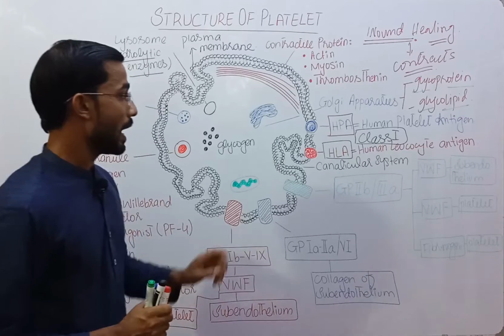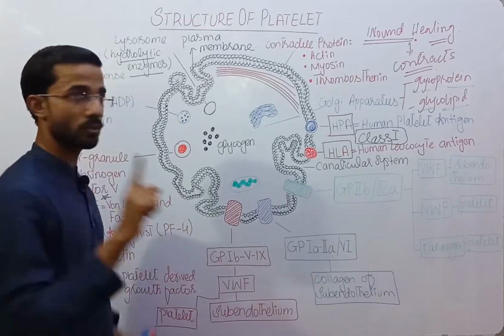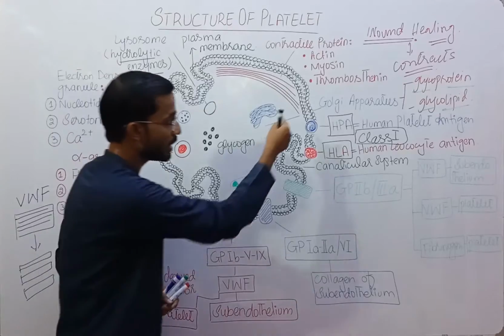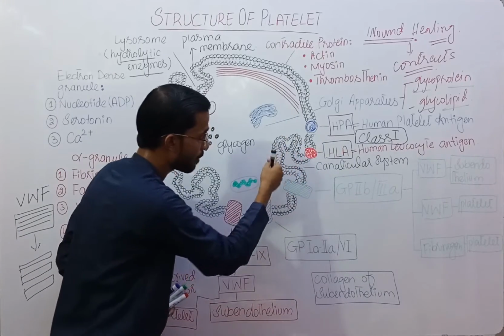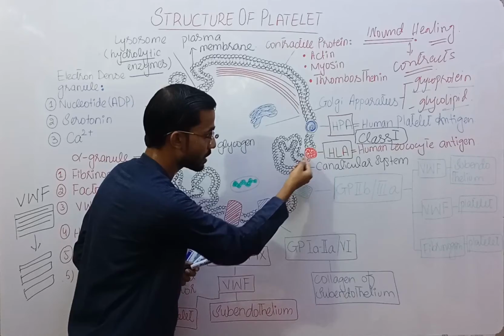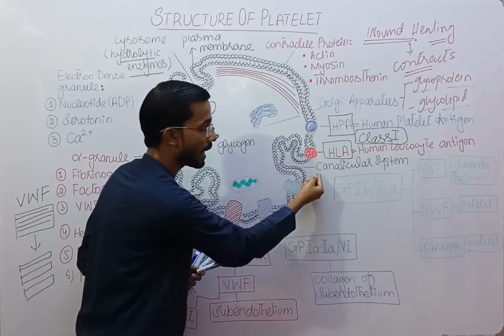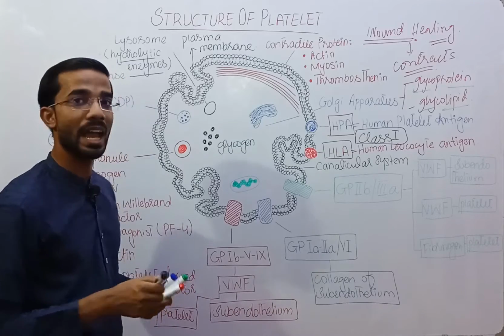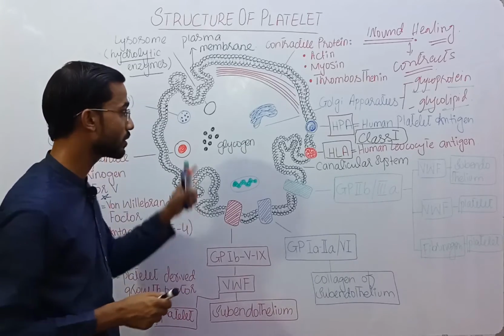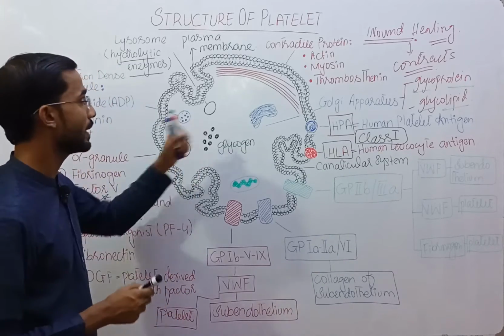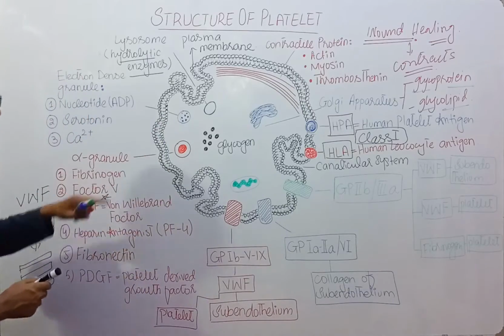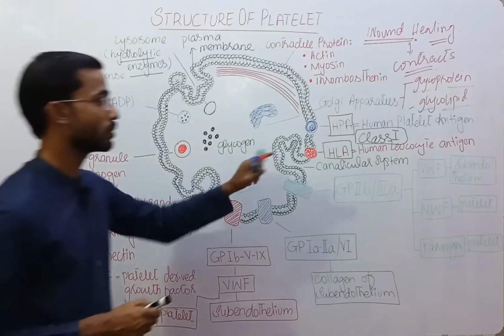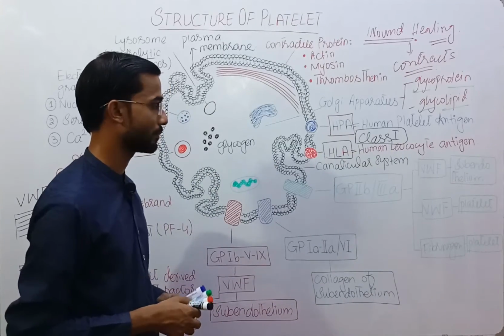Right? Next, like you see, there is a plasma membrane and there is inward folding of the plasma membrane. This forms a structure which is called the canalicular system, which is involved in the attachment of the different granules released by the platelets. Like this one, alpha granule, basically different factors attach to their surface.